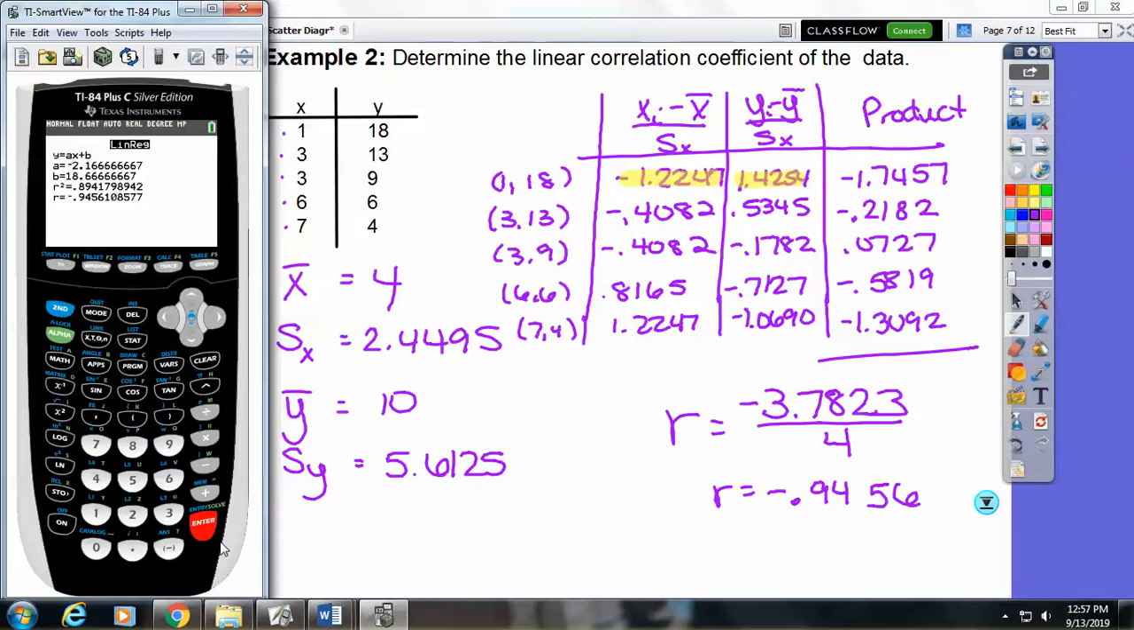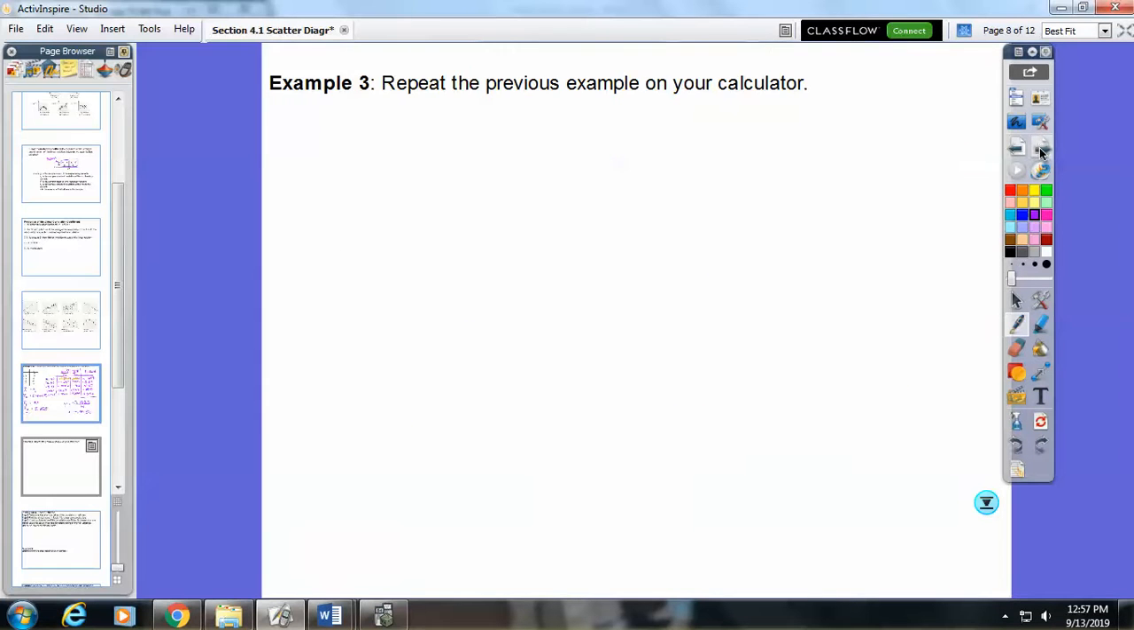What do you notice about r? It's the same as what we got. It's negative 0.9456, which is the same thing we got by hand. So you can do this on your calculator, like the other stuff, standard deviation. I might ask you to do one by hand, but you can use the calculator after that. All right? What's the r squared? We will talk about that next week.